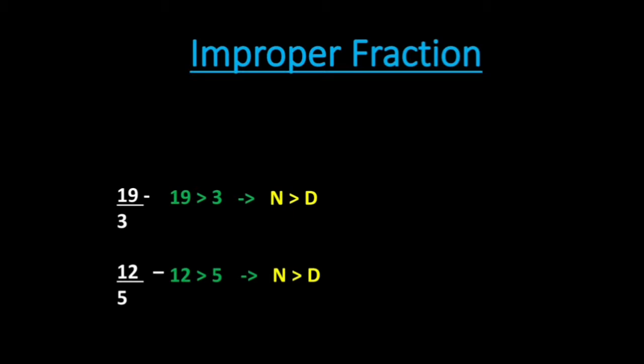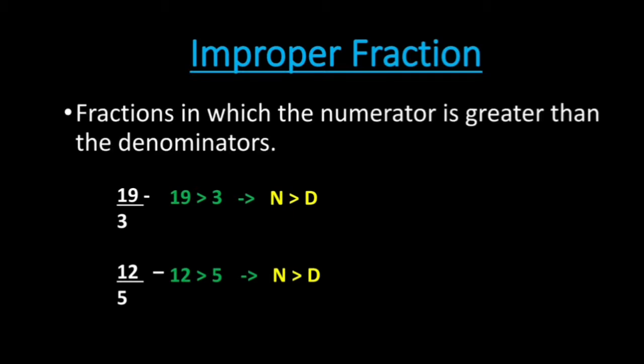Now what is the meaning of improper fraction? Improper fraction means the numerator is greater than the denominator. Fractions in which the numerator is greater than the denominator. Proper fraction means the numerator will be smaller than the denominator. In improper fraction, the numerator is greater than the denominator.